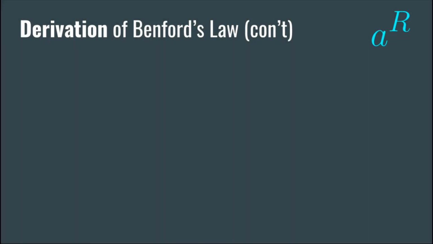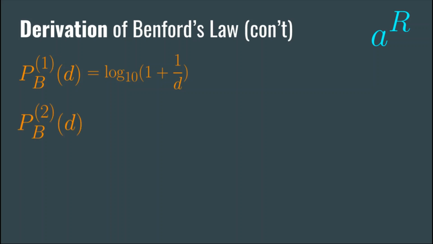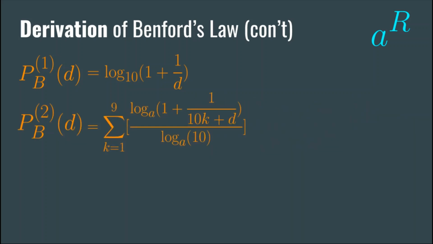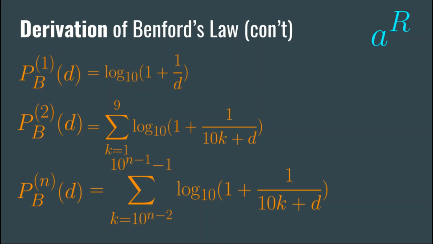Following the same logic, we can find the distribution for the second digit. The probability of finding d is the total length of all intervals that d falls under. The probability is then this expression, where k is the leading digit, and in general, Benford's law then becomes this expression.